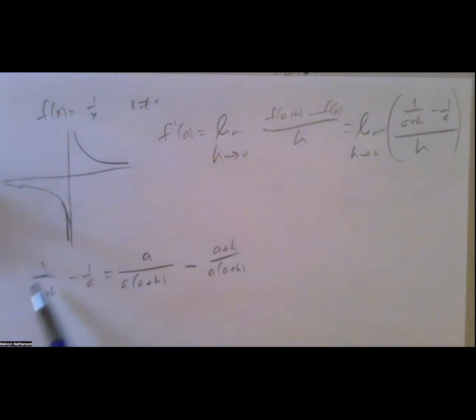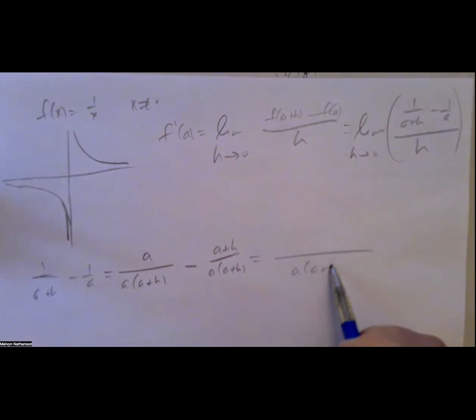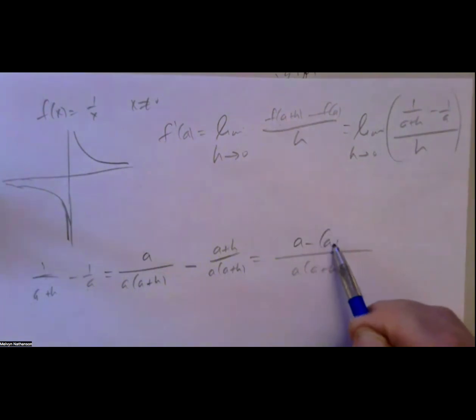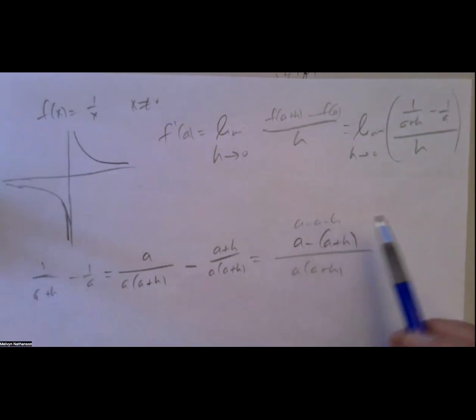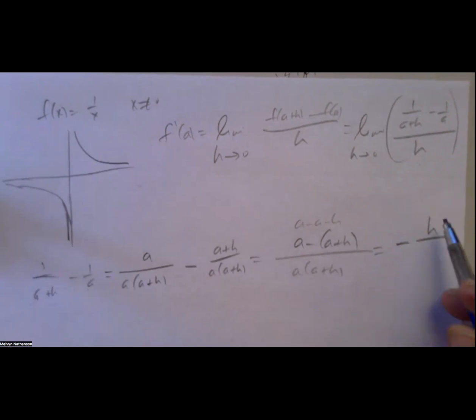Here I multiply the numerator and denominator by a. Here I multiply the numerator and denominator by a plus h. So now everything's over a common denominator, a times a plus h. And I have a minus a plus h. A minus a plus h is minus h. So the a's cancel. This is minus h over a times a plus h.